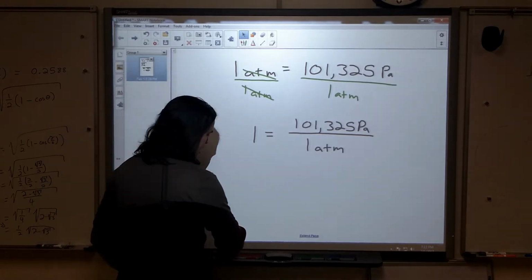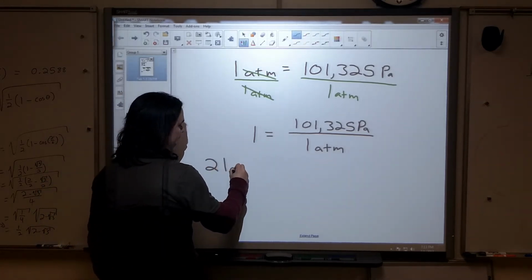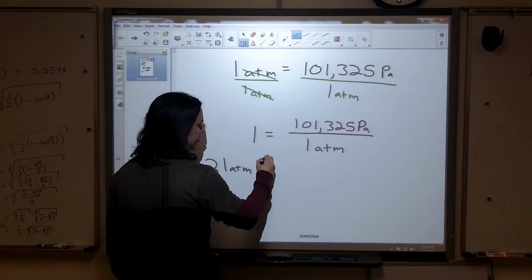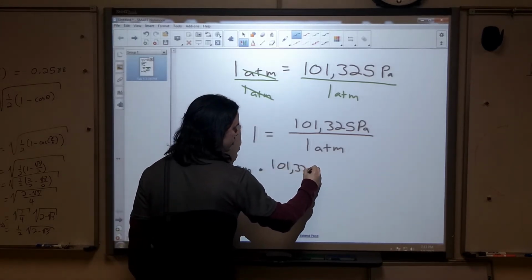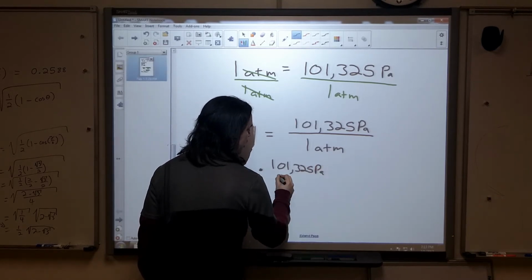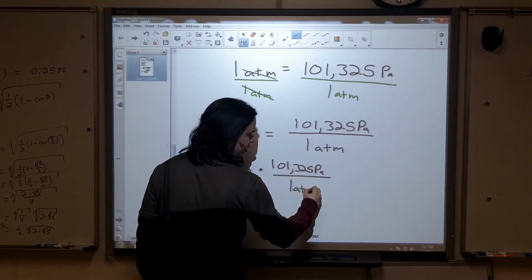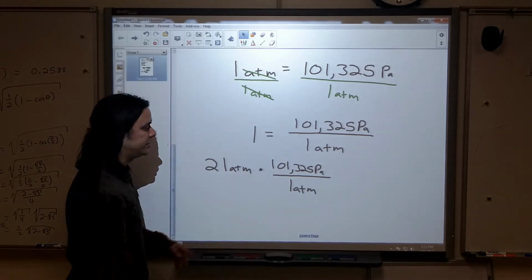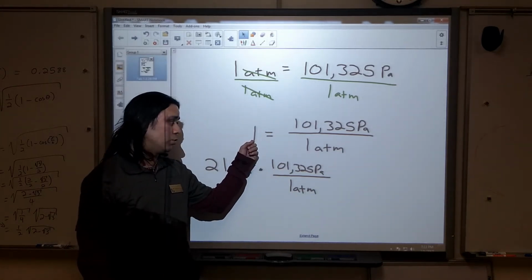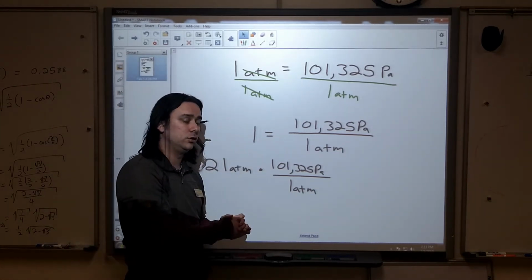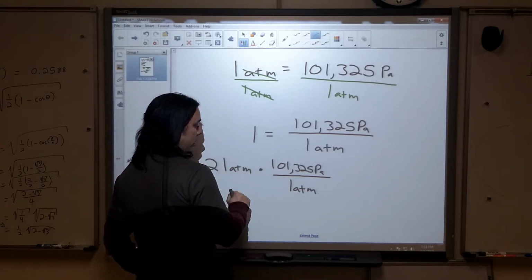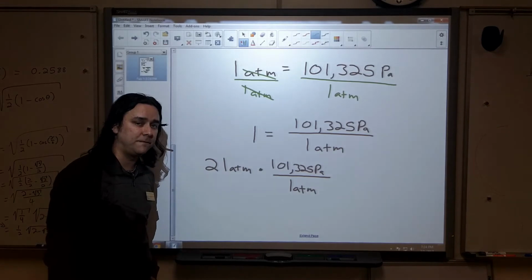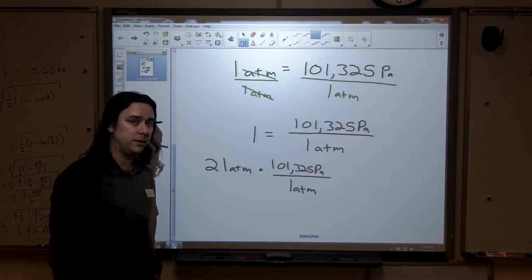That being said, what I'm going to do is I'm going to take 21 atmospheres, and I'm now going to multiply it by 1, which is 101,325 pascals. We call this, I learned this from a teacher a very long time ago, we call this a special 1. It's actually 1, but it's special because it looks a little bit different. The important thing is, since this is 1, I don't change a value if I multiply it by 1.